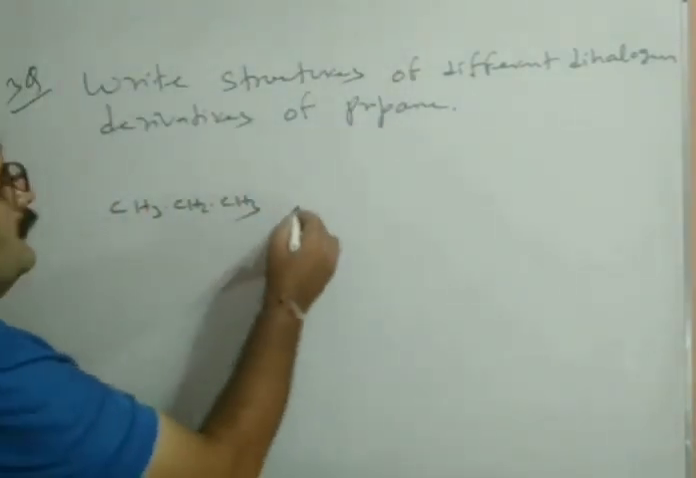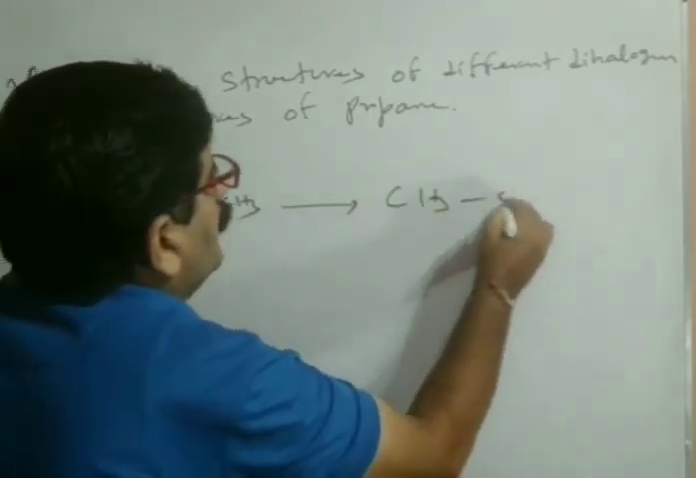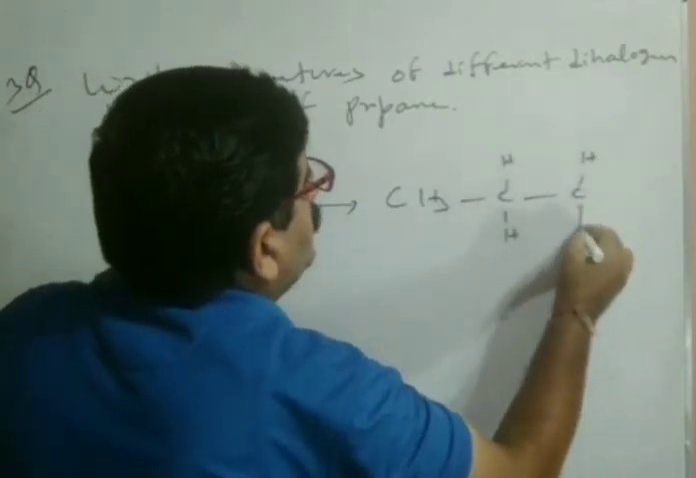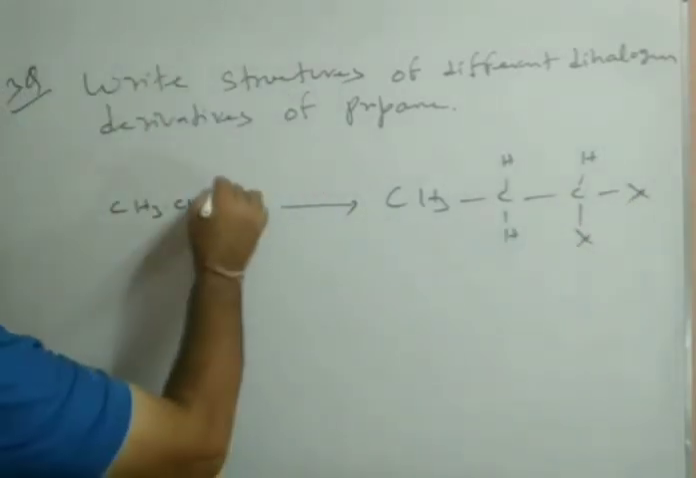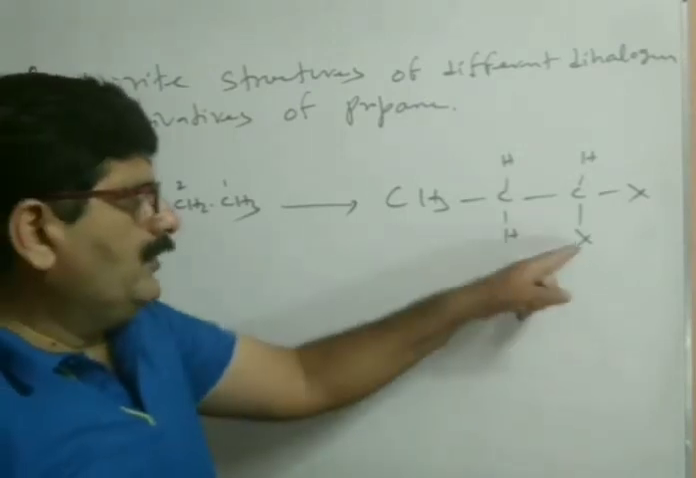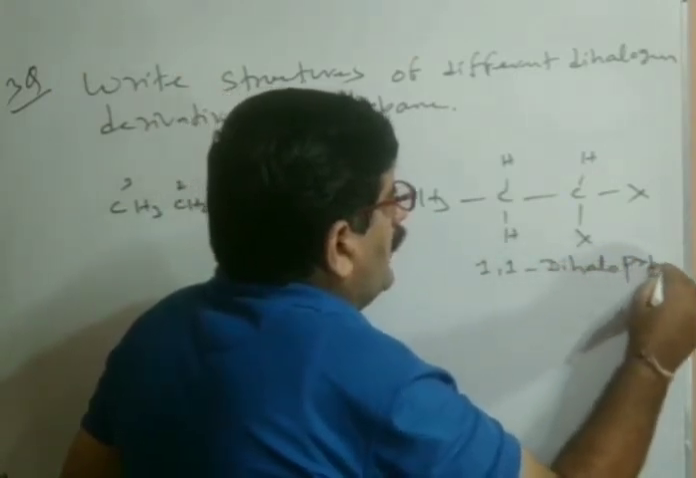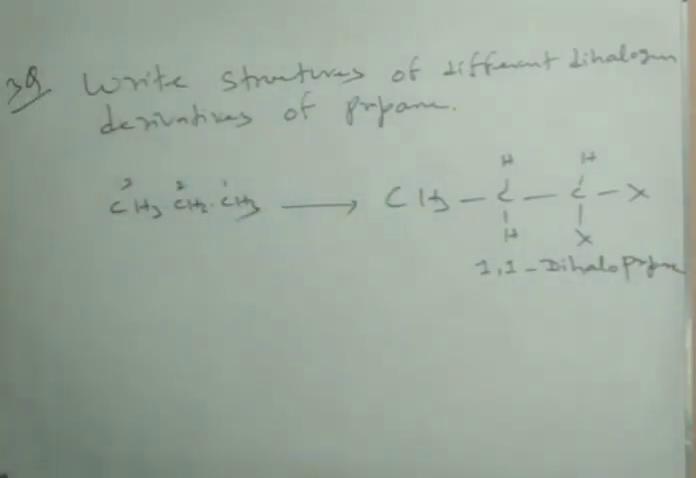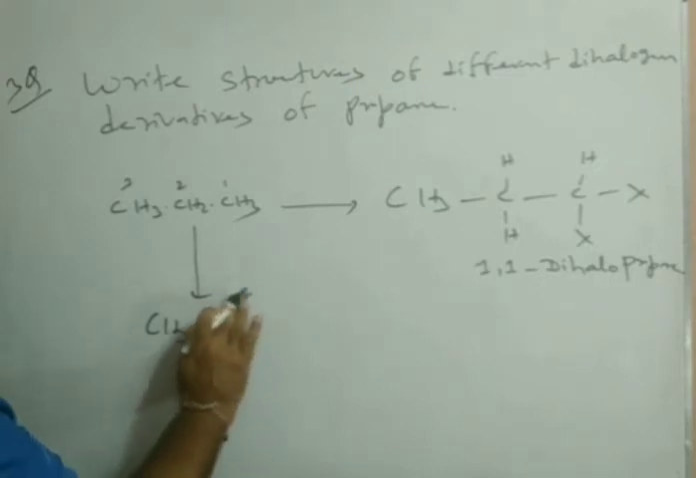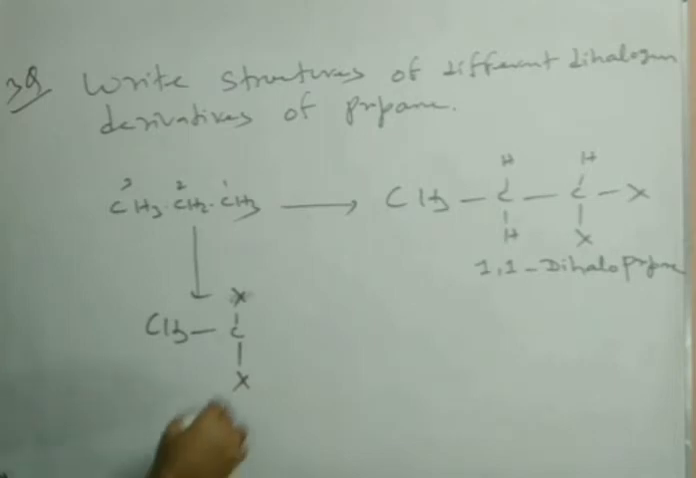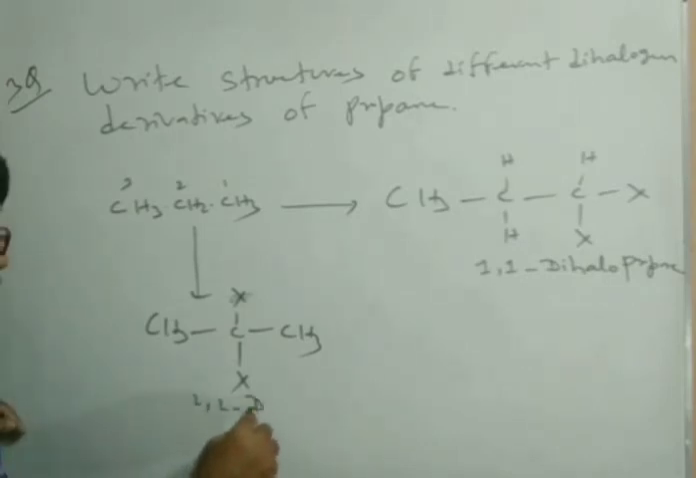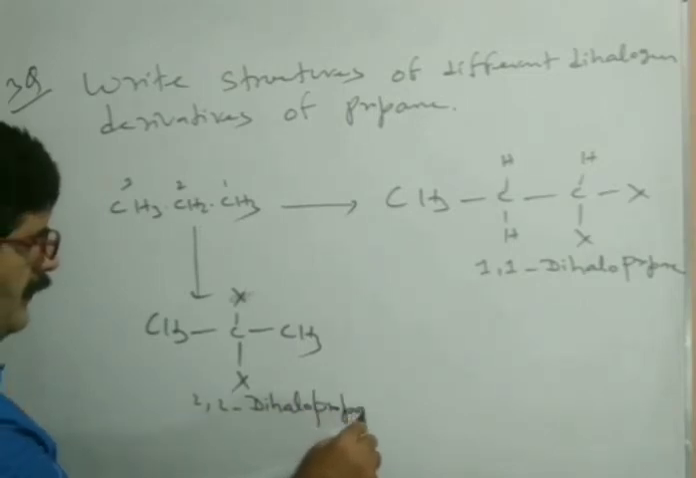For this, we can obtain, suppose 2 hydrogen atoms are replaced on the first carbon atom. This is first, second, third. It means 1,1-dihalopropane. Because according to the question, dihalogen derivatives can be obtained. The second one, suppose both hydrogen atoms are replaced by halogen on the second carbon atom, the naming of this compound becomes 2,2-dihalopropane.